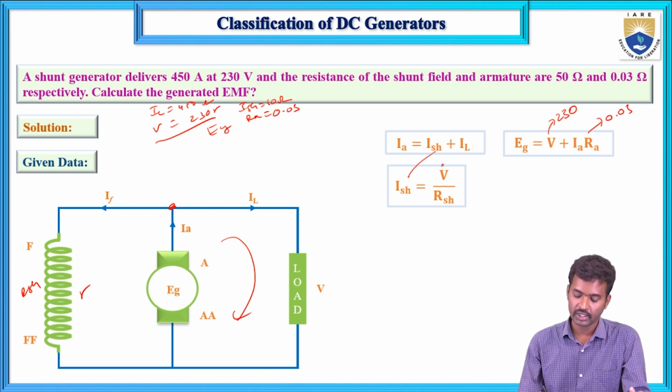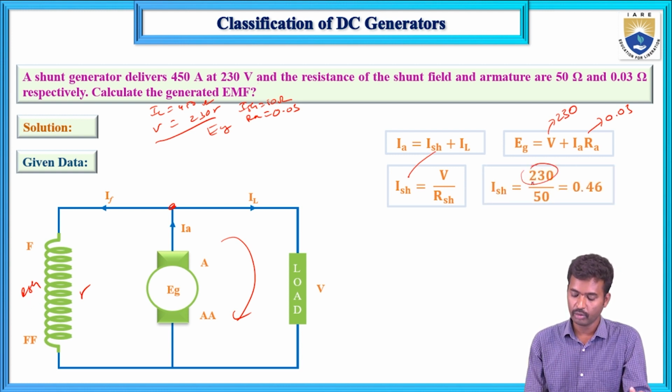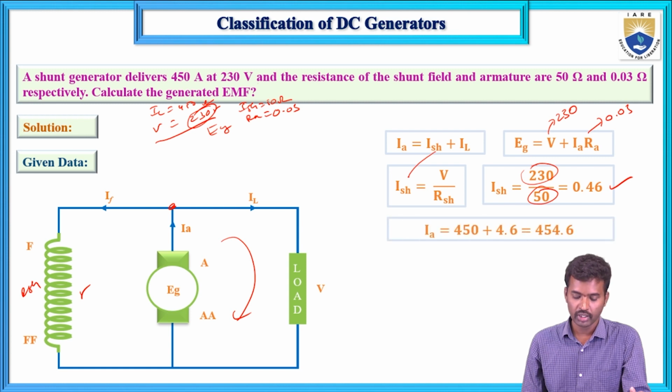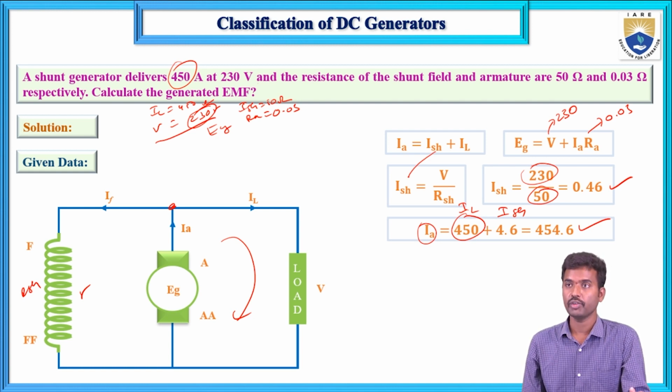Here ISH is the terminal voltage divided by RSH, that is 230 divided by 50, since 230 is the terminal voltage, not the supply voltage, and that value is 4.6 amps. IL is the load current, which is 450. IL plus ISH is known as IA, so 450 plus 4.6 is 454.6.